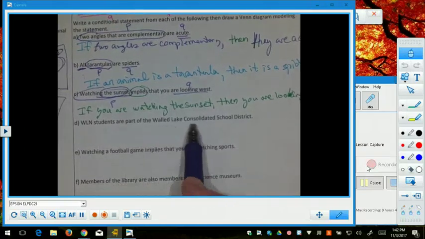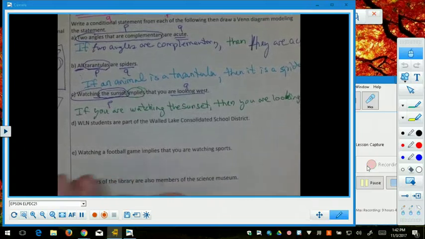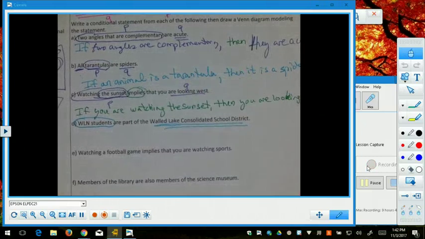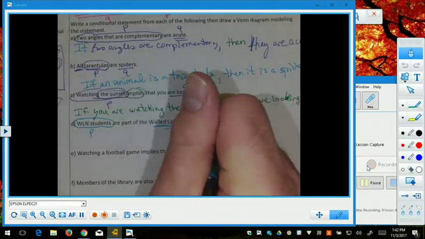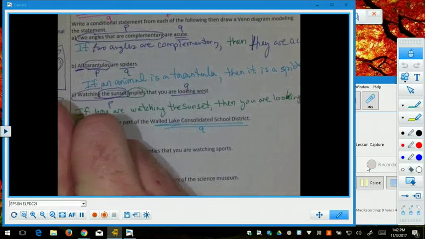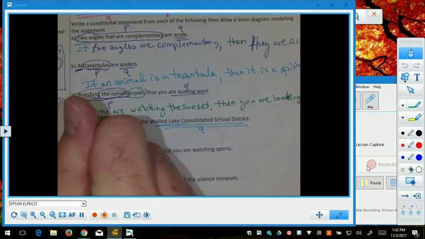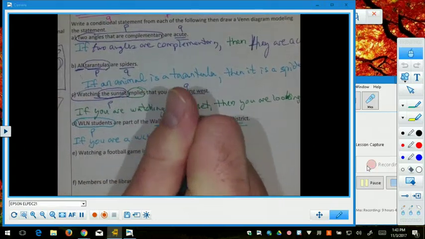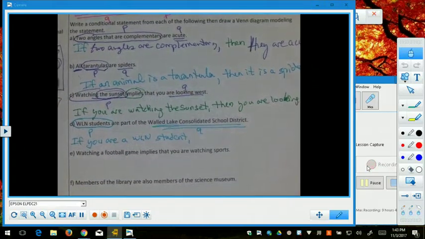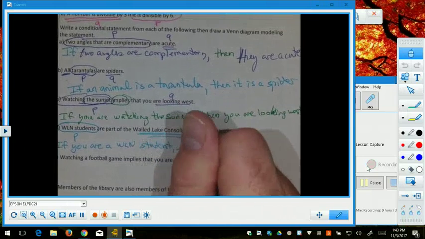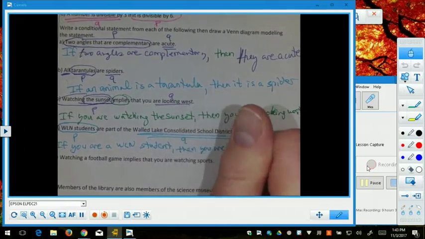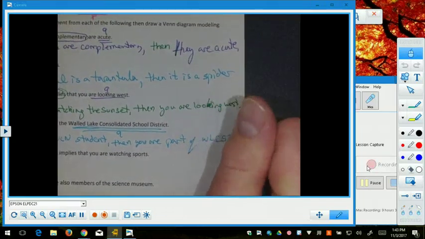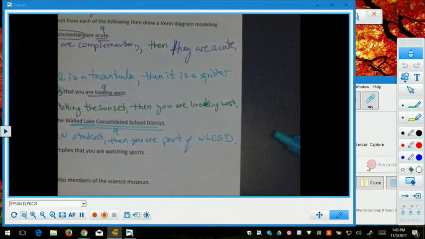WLN students are part of the Walled Lake Consolidated School District. Well, Northern students is one group, it's a subgroup of the larger group, the district. So there's our P, there's our Q. So if someone, I'm going to say if you, are a WLN student, then you are part of WLCSD, Walled Lake Consolidated School District.